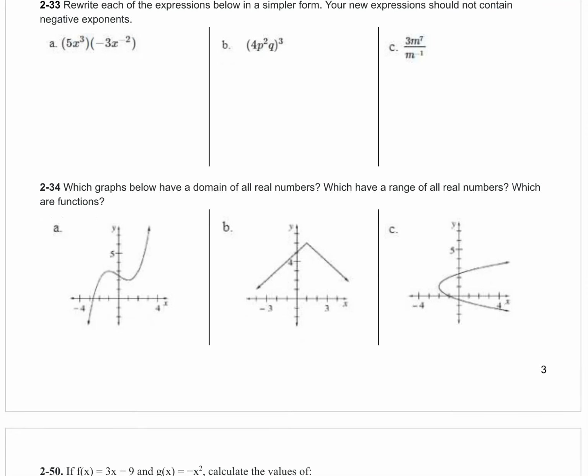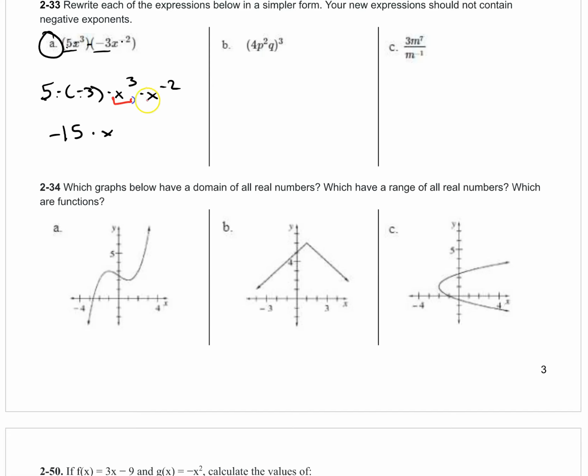Rewrite all of them. Let's start with A. Okay, so we have 5x cubed times negative 3x to the power negative 2. Now because it's times, I like to rearrange stuff. Let's put the big numbers next to each other. 5 times negative 3, and then we have times x to the power 3 times x to the power negative 2. Now 5 times negative 3 is negative 15 times x to the power.